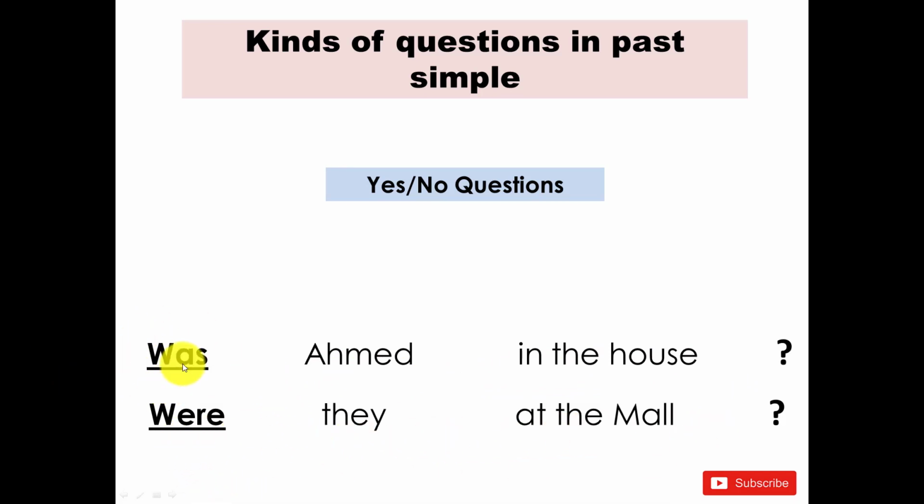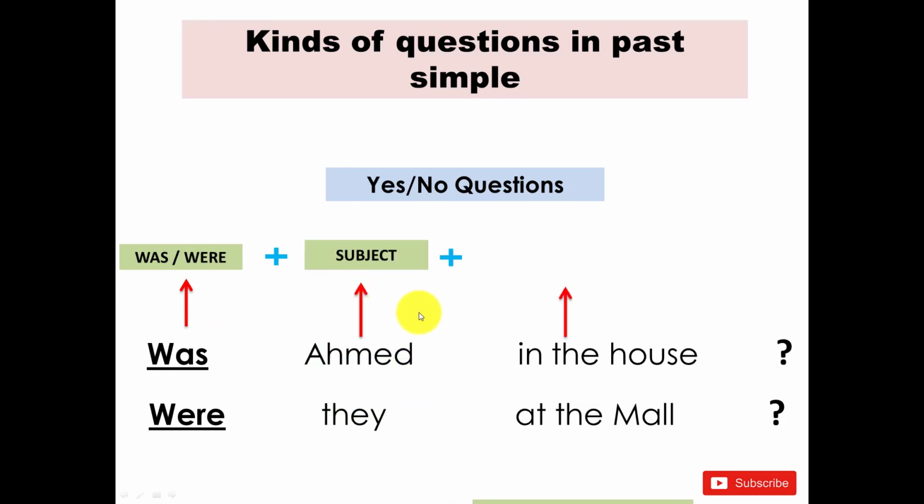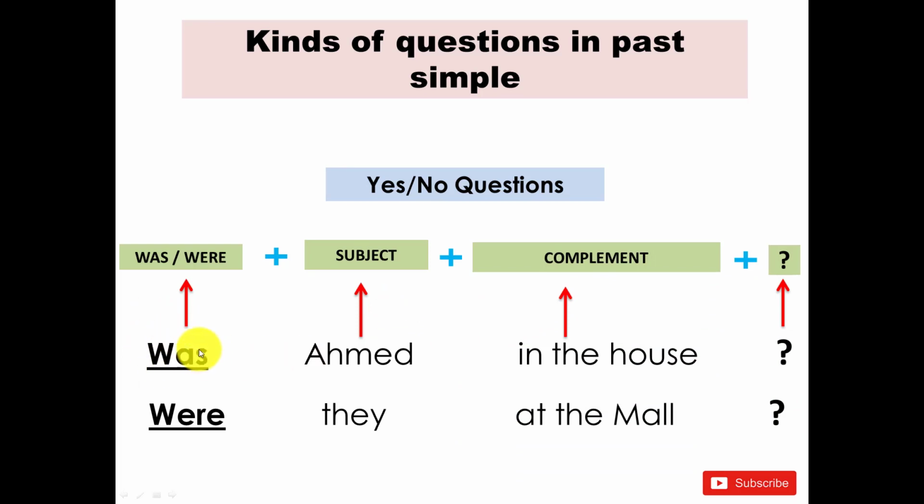So the verb here changes according to the subject we have. So we have was plus the subject and the complement plus question mark. So as you see here, the verb to be plays the main verb and the auxiliary verb.